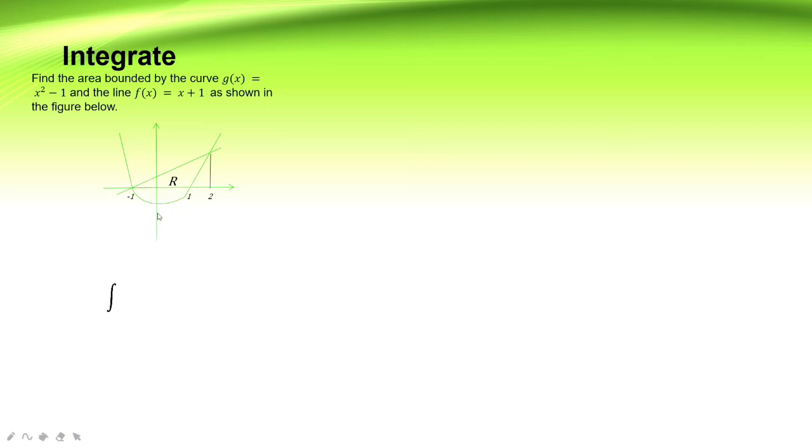So we need to find the region area. We need to integrate with respect to x. Before we can find the area, we need to find the lower and upper limits, because to find the region area we need upper and lower limits. We can find them from the intersection points.